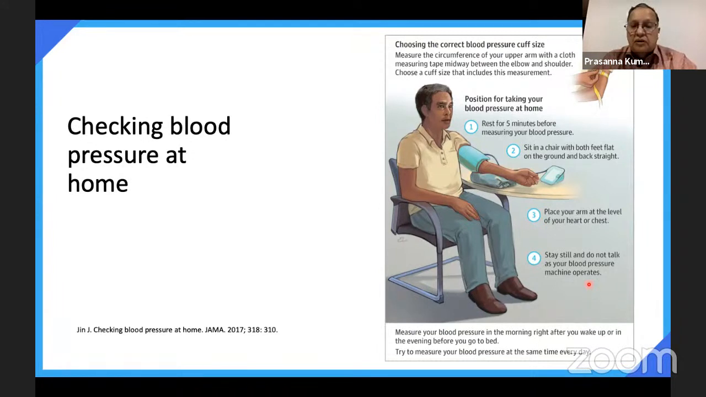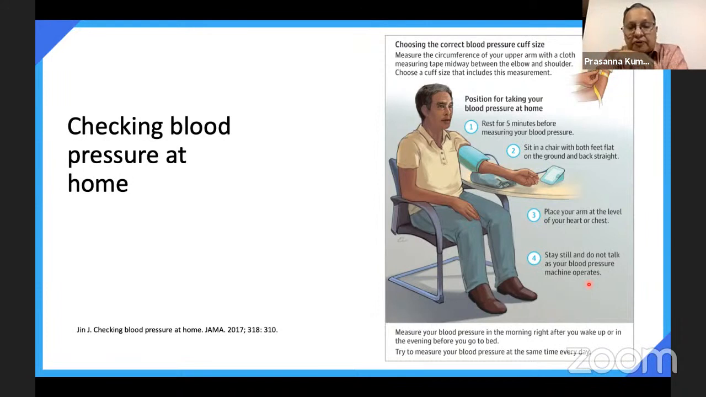Measure your pressure in the morning, right after you wake up, or in the evening before you go to bed. If you get up at 6 o'clock, check before 7. If you go to bed at 10 o'clock, check at 9:30 or 9:45. Why? Most strokes and heart attacks occur early morning. Typical history is the patient gets up at 5 o'clock, goes to the toilet, strains, falls down, and has had a stroke. That is why measure blood pressure within 1 hour after getting up, because that is the time activity occurs and the blood pressure shoots up.